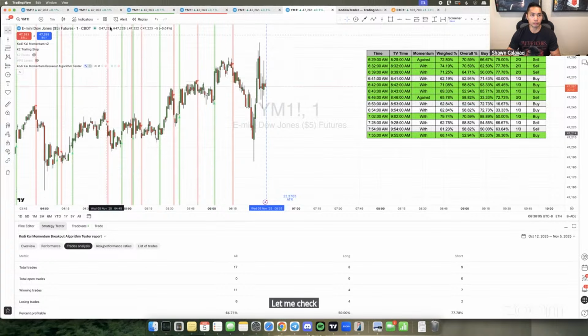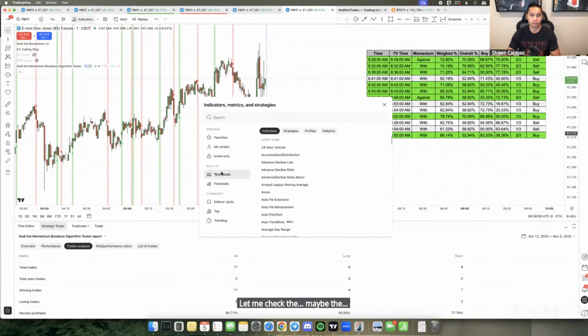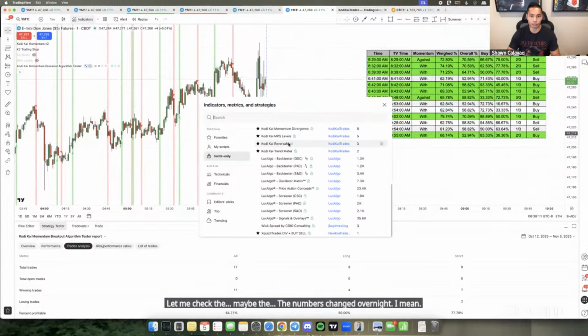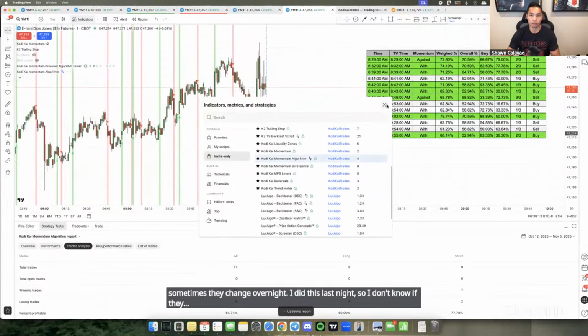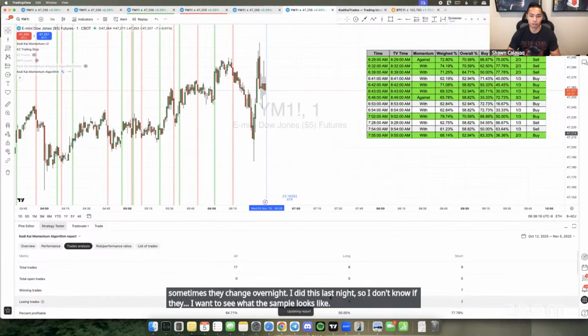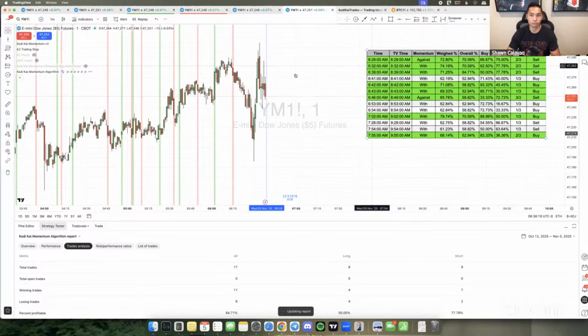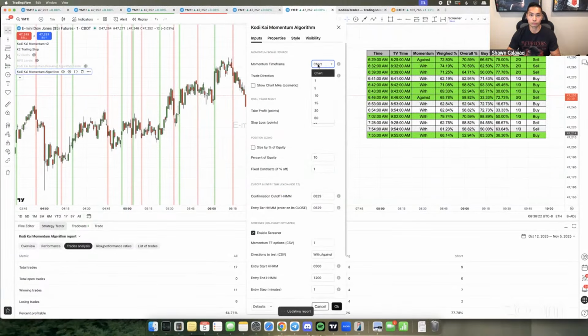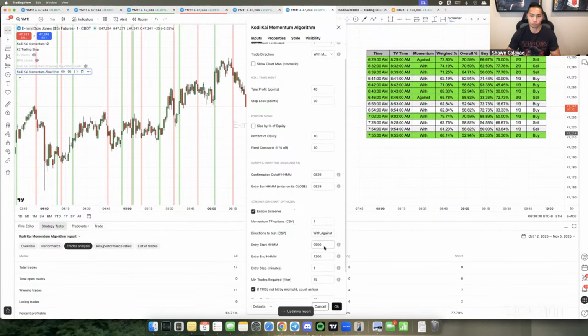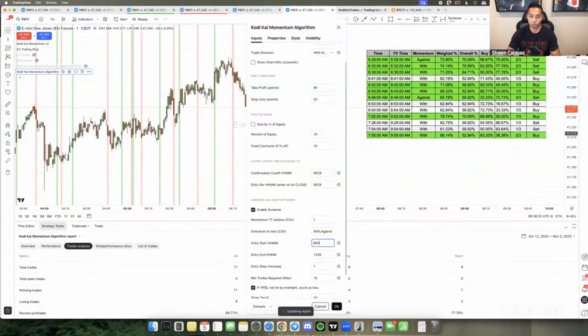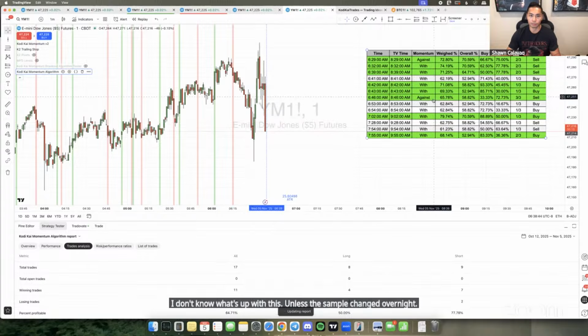Let me check maybe the numbers changed overnight. Sometimes they change overnight. I did this last night, so I want to see what the sample looks like. I don't know what's up with this, unless the sample changed overnight. I mean, that could have happened.